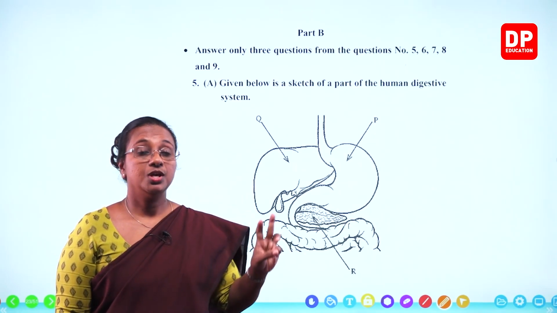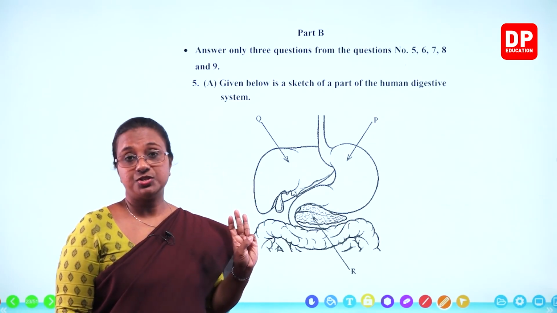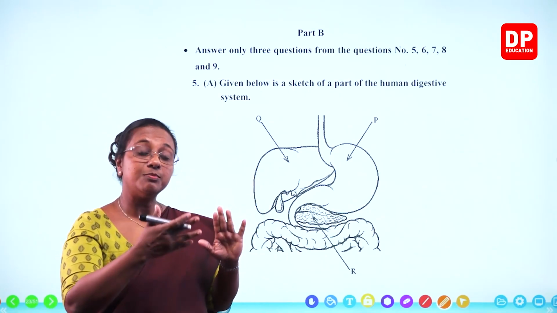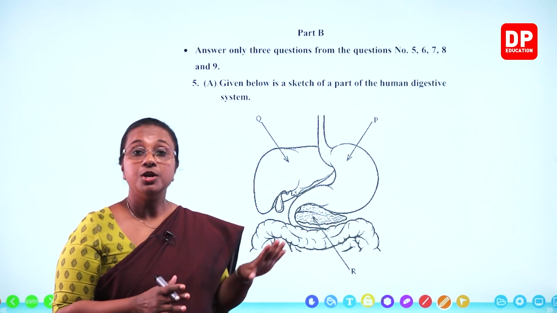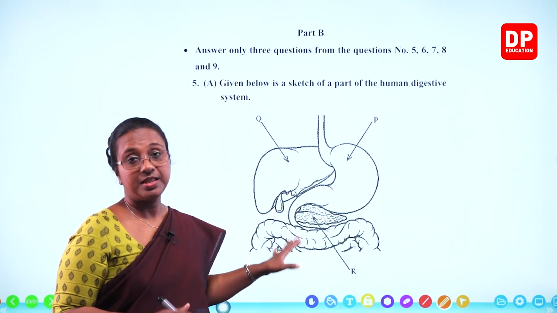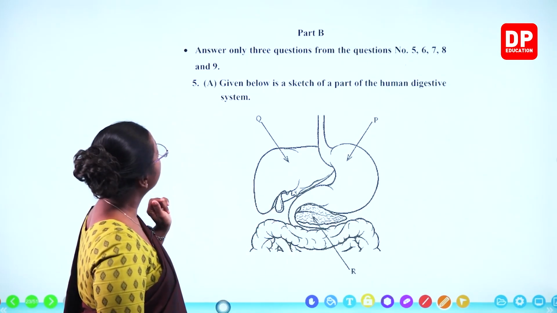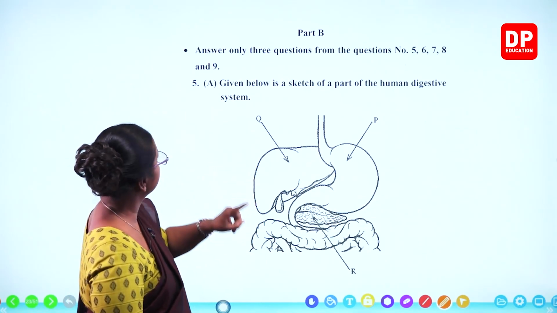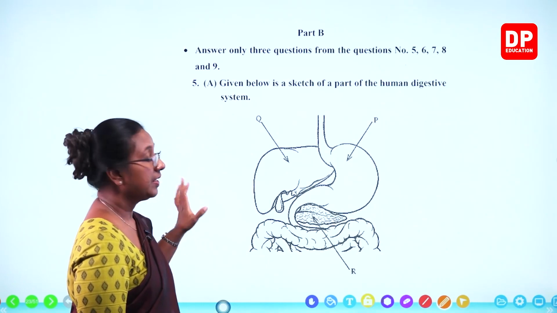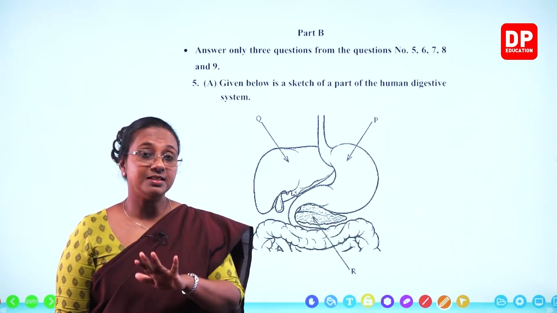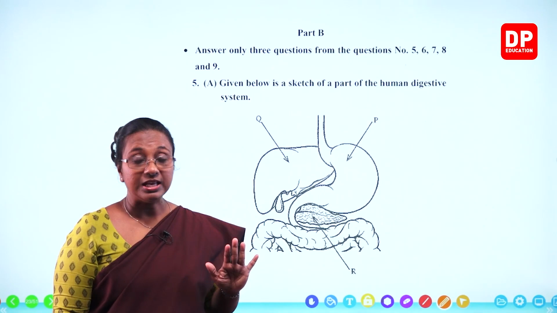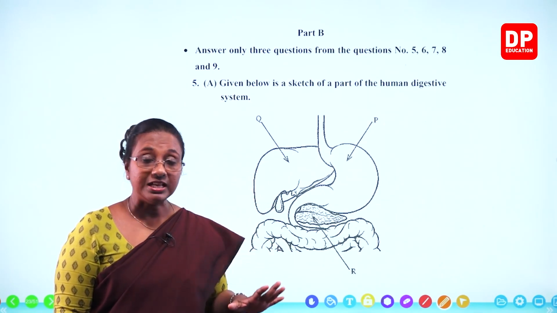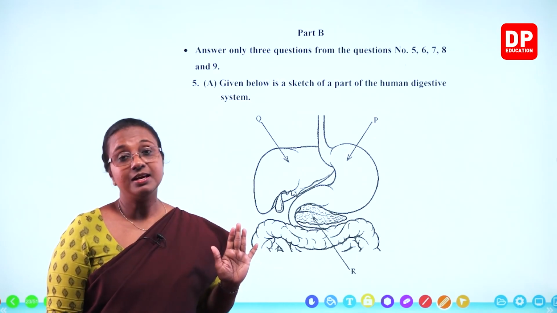Out of those, you need to answer only 3 questions, and you have to write the answers in the booklet provided to you, not on the paper. That you have to remember. So answer only 3 questions from questions number 5, 6, 7, 8 and 9, and write the answers in the booklet provided. You know the instructions. There are instructions given in the booklet as well. You have to read that and answer properly.